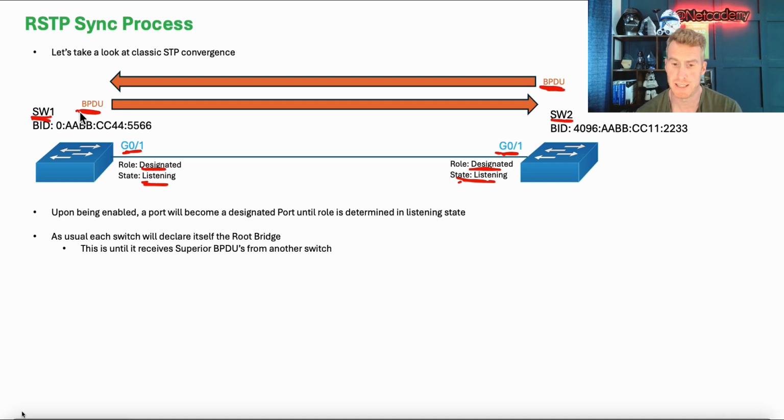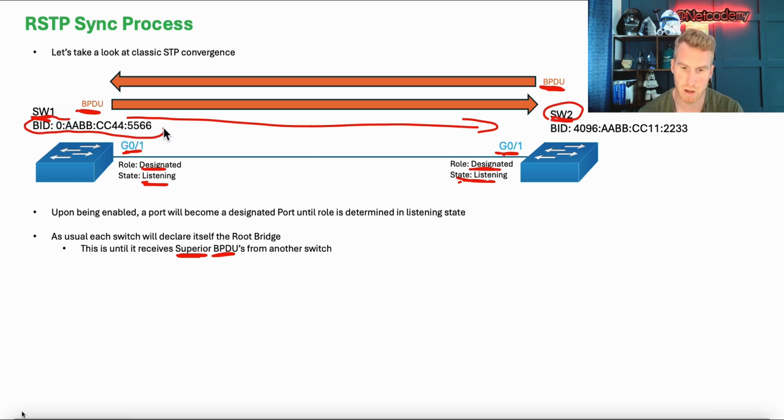The switch is basically listening for any superior bridge protocol data units from another switch. So when the BPDU is received over the wire from SW1 on SW2's interface, it will see the bridge identifier of SW1. At this point SW2 knows that it's inferior, because its bridge identifier starts with a priority of 4096, but the bridge identifier on SW1 starts with 0, so it's lower and absolutely more preferred. So it knows that SW1 is going to be the root bridge.